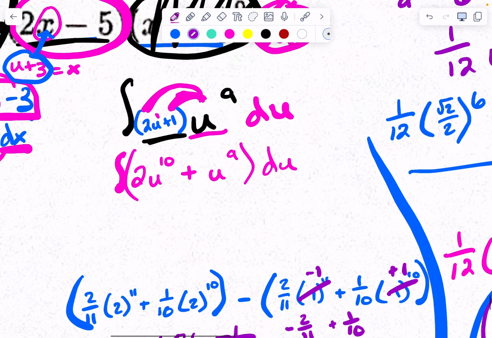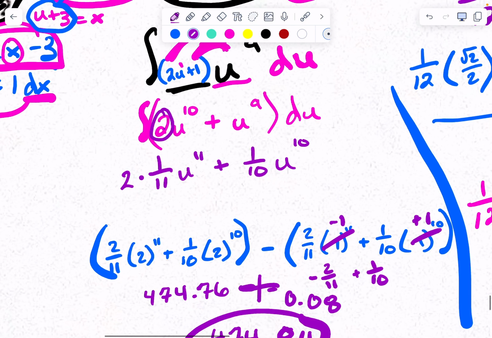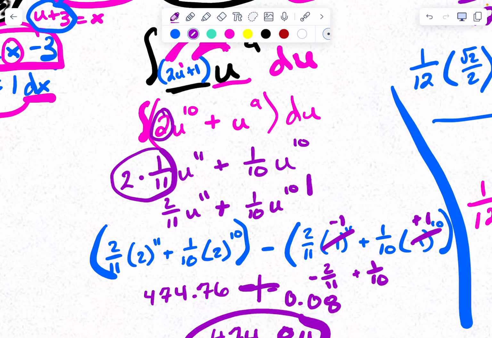So this 2 is just chilling out front times 1 over 11 u to the 11th, plus this would be 1 over 10 u to the 10th power. And that's how that works. So if you want to clean it up a little bit, 2 times 1/11 is 2 over 11 u to the 11th plus 1 over 10 u to the 10th.